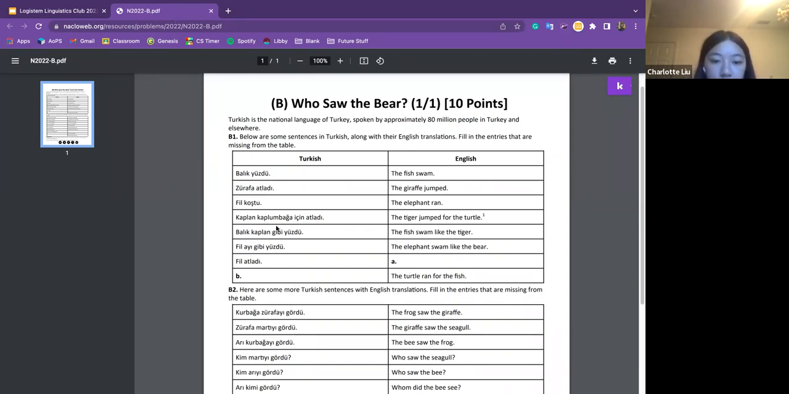Okay, I'm going to go over the problem now. For this question, something to take note of is that the word order is noun, then verb. So the noun goes first and then the verb. Here the noun is this, and we can see that that means elephant. And then this word appears here also, so it means the elephant jumped.